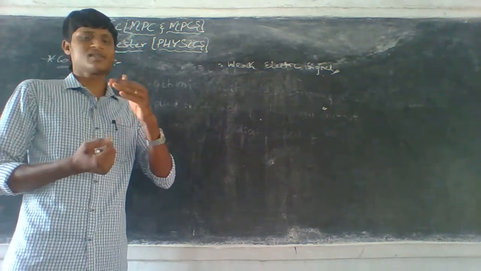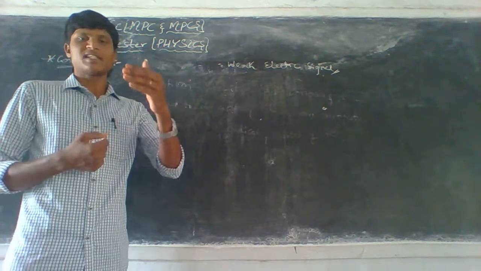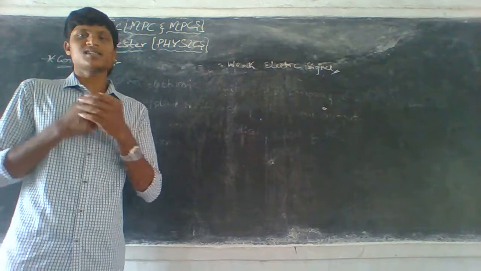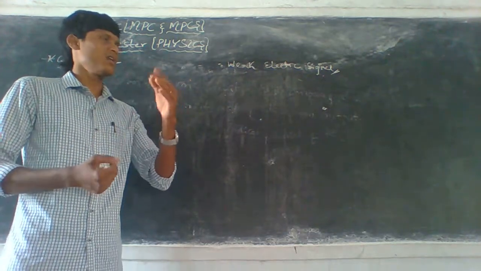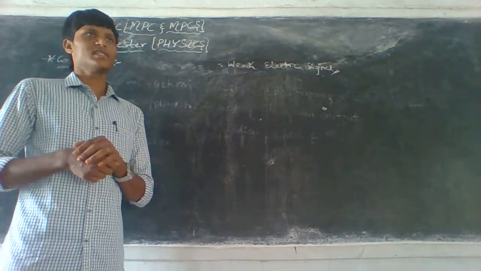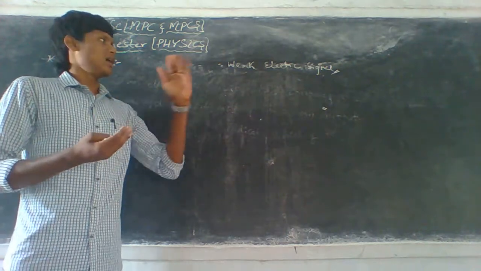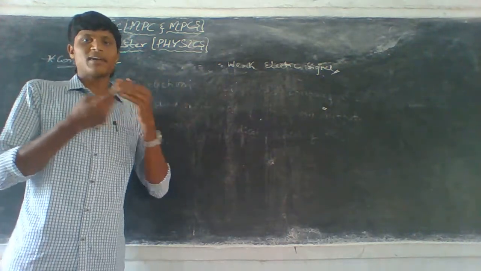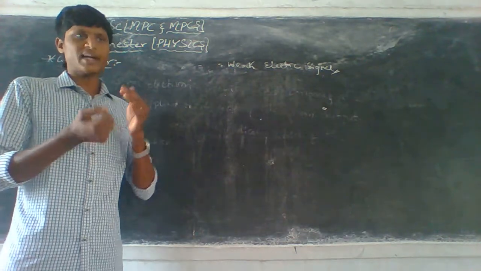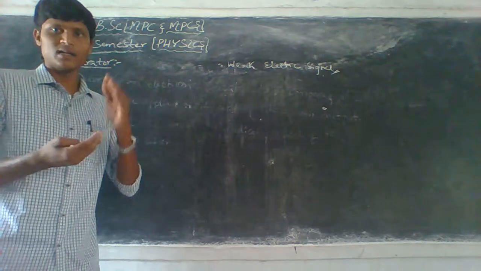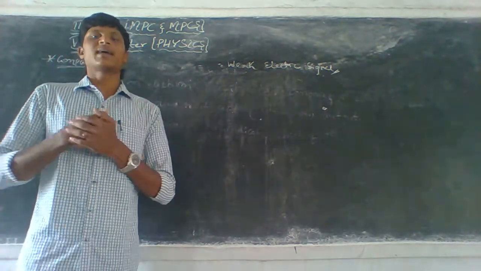Here the operational amplifier can be mainly categorized into three types. First one is current amplifiers, the second one is transconductance amplifiers, and the third one is trans resistance amplifiers. The current amplifier receives a current input and produces a current output.